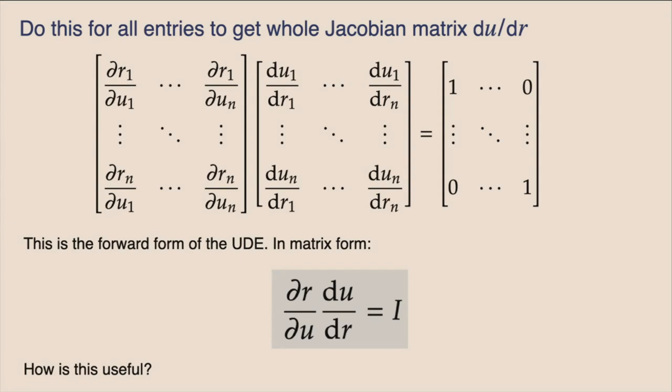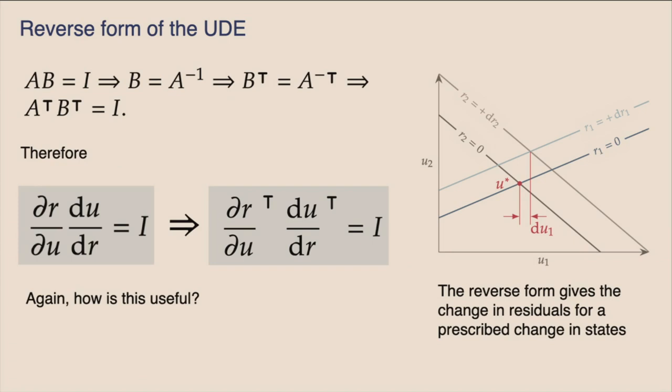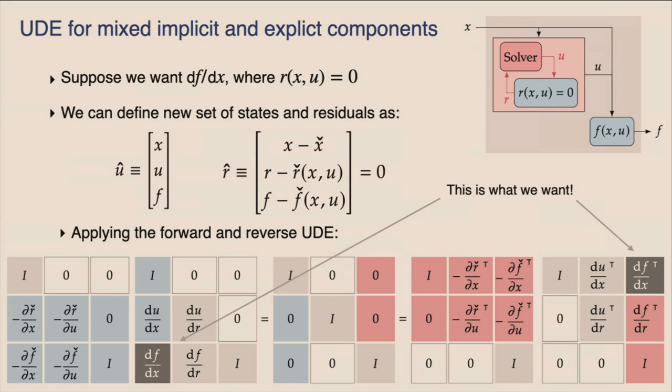Now, the neat thing about this equation is that you can transpose it. And that leads to the reverse mode of the UDE. So that leads to that overall equation. Again, how is this useful? This is useful because, and this is the strength of OpenMDAO, you can use it to mix implicit and explicit components.